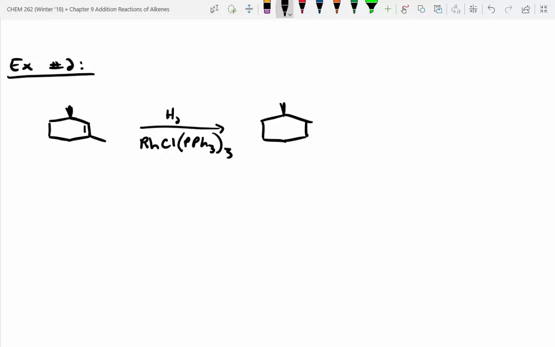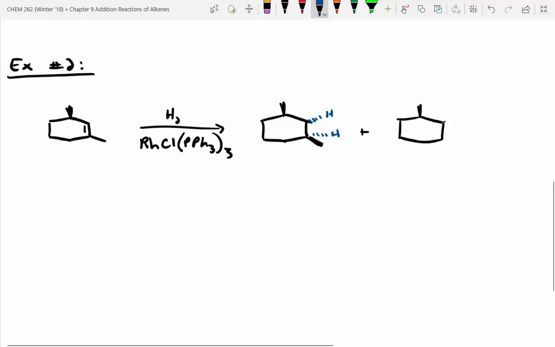All right, so just like we saw before, we'll get 2 different products. One, for example, will have both of the hydrogens as dashes, which means that methyl group will be a wedge. And then the second one, we can imagine, will have both of the hydrogens as wedges, which means the methyl group in this case will be a dash. What's the relationship between these? Diastereomers. They're diastereomers, right?